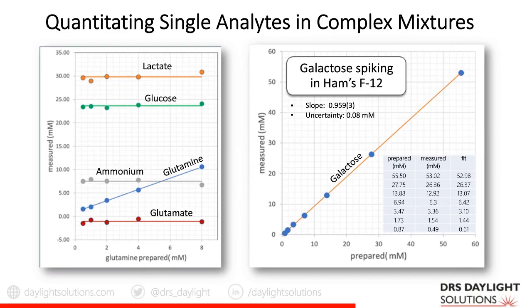Now, let's say you're in a process of measuring a single analyte in a complex media, well, we already tested that by spiking glutamine into feedstock medium on your left side plot and spiking galactose in a Ham's media. This shows a pretty nice quantitative correlation. So one can use QCL for single component analysis in a complex matrix.